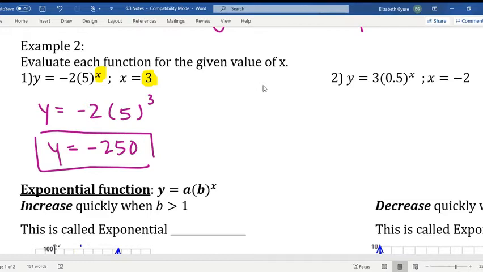So what you do to do that, Annalise, on the iPhone, you can't plug it in all at once, really. So what you'll need to do on the iPhone is you'd hit your 5 first, and then your x to the third button, and it'll automatically give you the 125. And then do times and then 2 negative. You have to hit the 2 first, then the negative. I know it's weird. Equals, and then you'll get your -250.